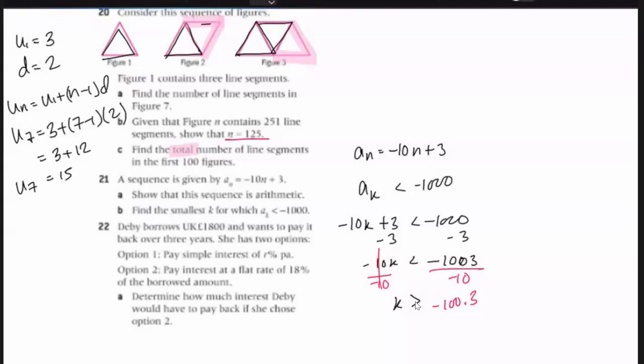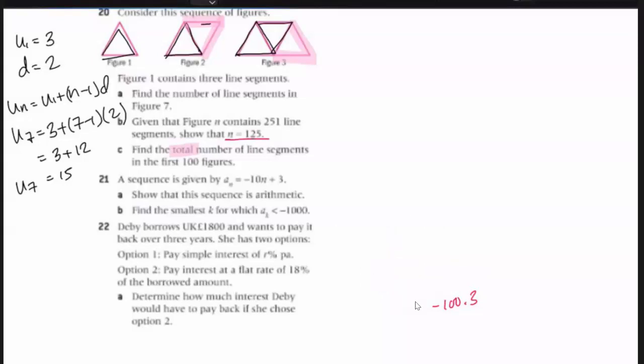22. Debbie borrows 1,800 pounds and wants to pay it back over 3 years. She has 2 options. Option 1, pay simple interest of R%, or option 2, pay interest as a flat rate of 18% of the borrowed amount. Determine how much interest Debbie would have paid if she chose option 2. For option 2, it's just a flat rate of 18% of her borrowed amount. So you want to figure out what is 18% of her borrowed amount. You'll do 0.18 times 1,800.